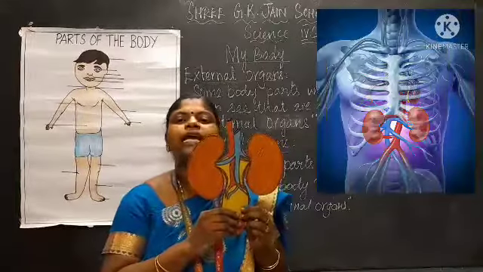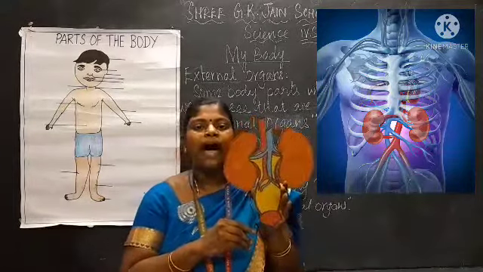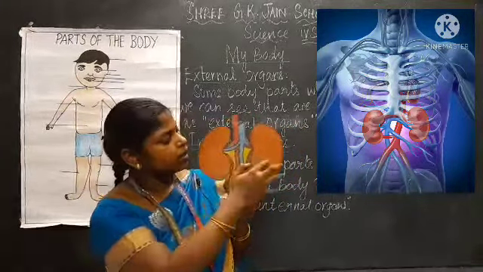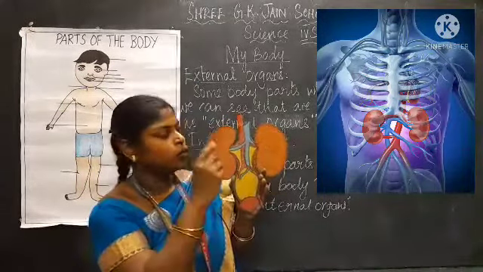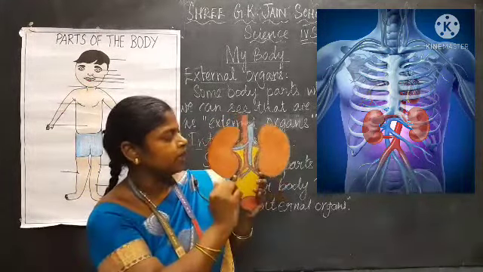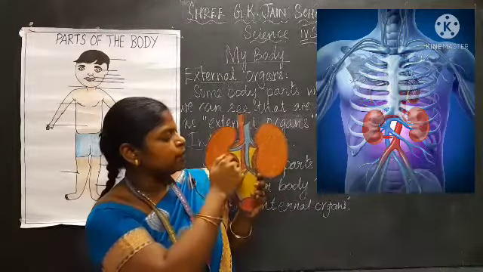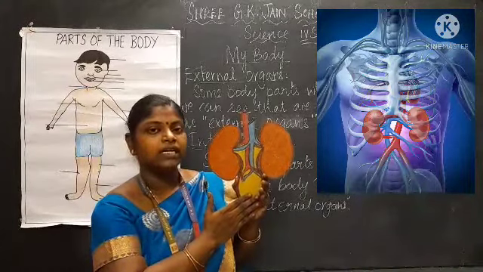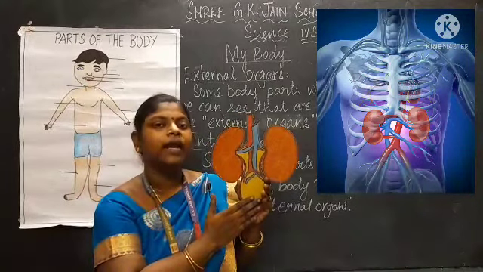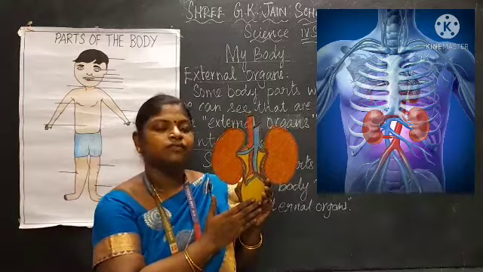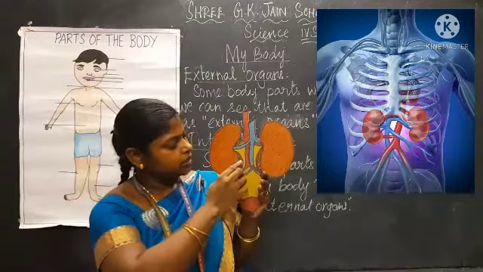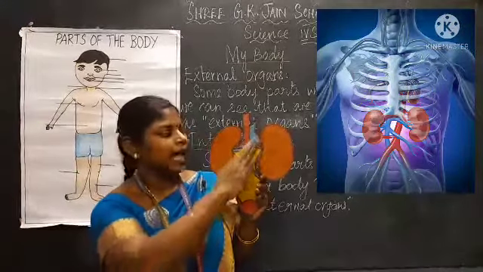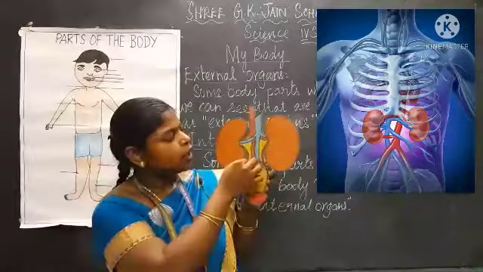Next one is the kidneys. We have a pair of kidneys. It is a bean-shaped organ. You can see we have two kidneys, a pair of kidneys, a bean-shaped structure. The job of the kidneys is to filter the blood and remove the waste from our body. You can see here, the left kidney is always slightly lower than the right kidney.